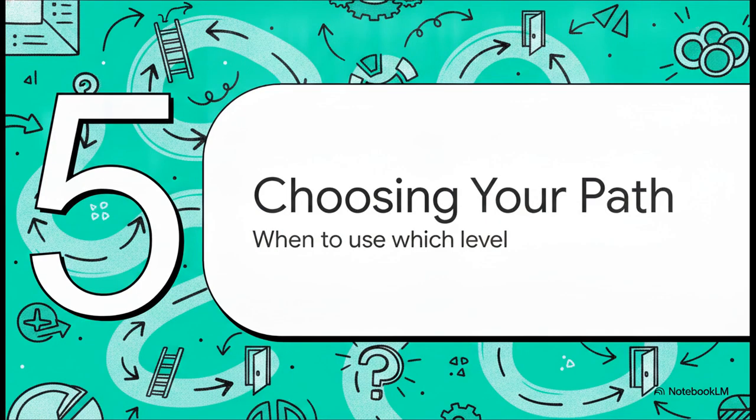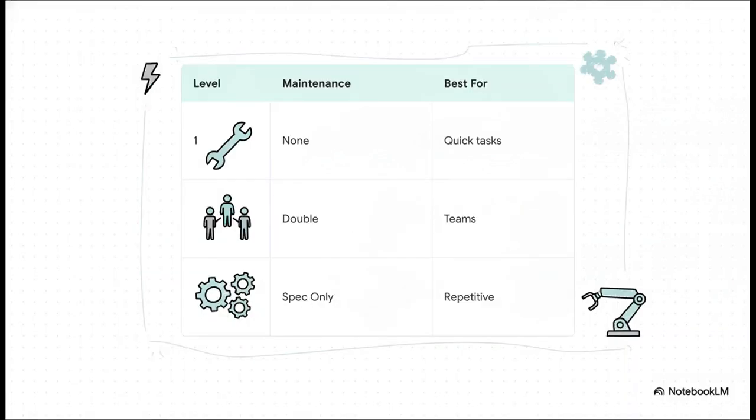Okay, we've covered a ton of ground today. Let's transition into Section 5, Choosing Your Path, and figure out exactly when to use which level. Let's move on and see how this builds. Here, we have a clear master decision matrix summarizing everything we've just learned. Take a mental screenshot of this.